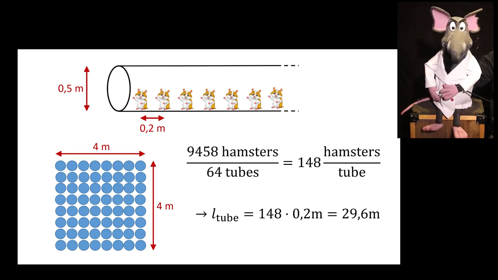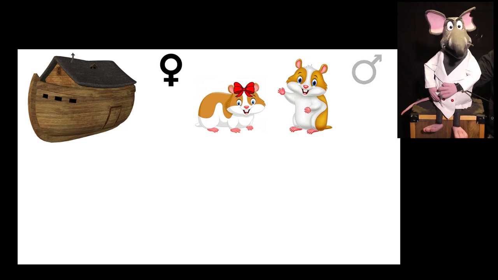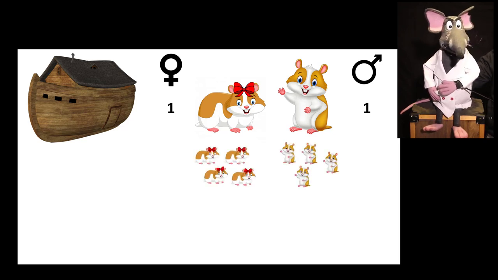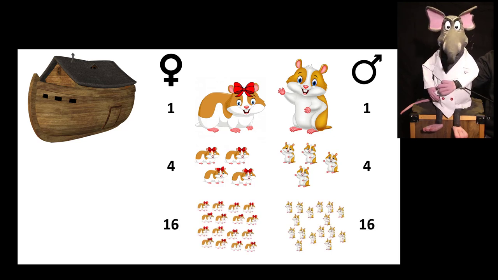Some of you might now think, how should I get so many hamsters? But this is quite easy. You may all know the fairy tale of Noah's Ark. And that means, if we have one couple, then we have in our first generation one female and one male hamster. And a female hamster produces 8 children each time, and let's say they are 50% male and 50% female. So we get in our second generation 4 females and 4 males. And now let's just go on with this. That means in the next generation, our 4 females and 4 males produce 16 females and 16 males.